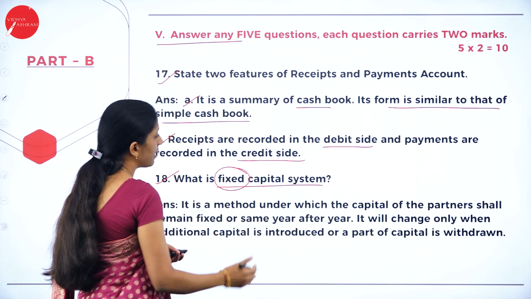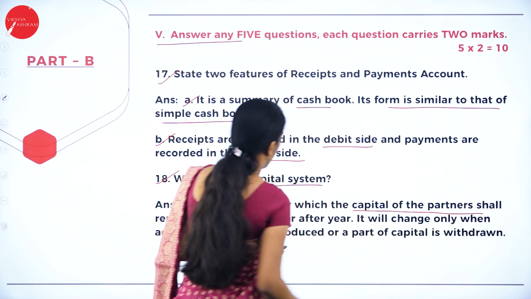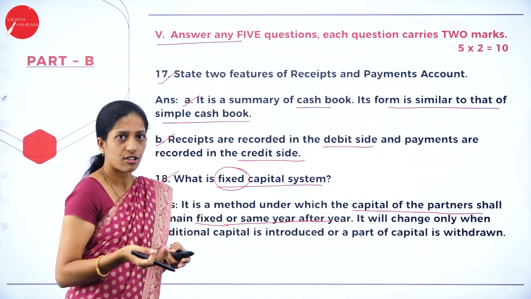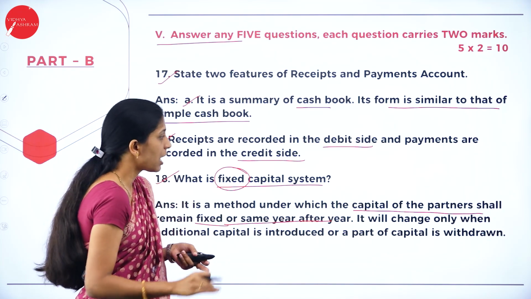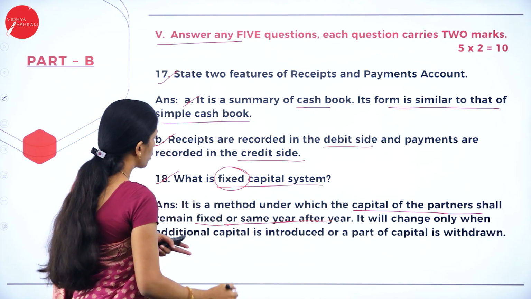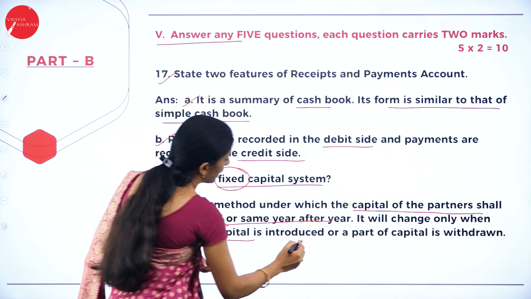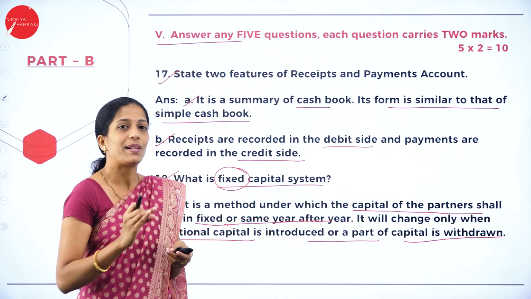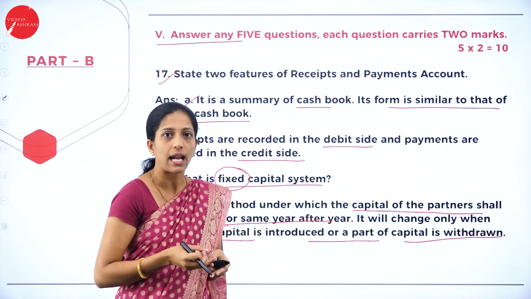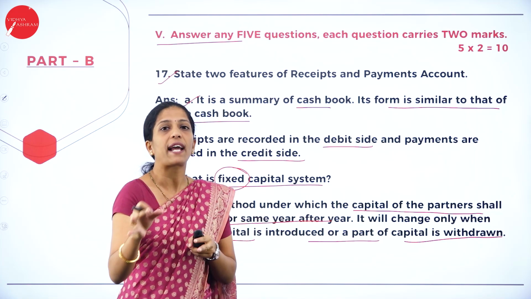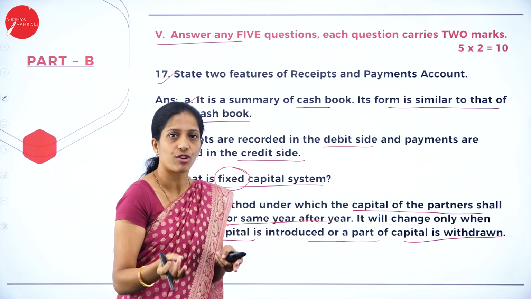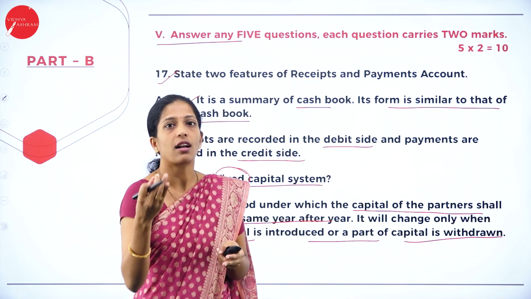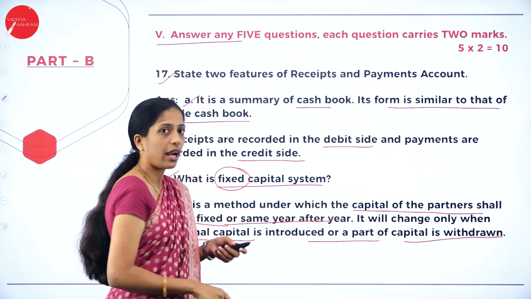It is the method under which the capital of the partner shall remain fixed or same year after year. It will not change, it remains fixed. When will it change? Only when additional capital is introduced or a part of capital is withdrawn, that is in the form of drawings. Other than that, the capital of the partner remains fixed year after year. So that was our 18th question.